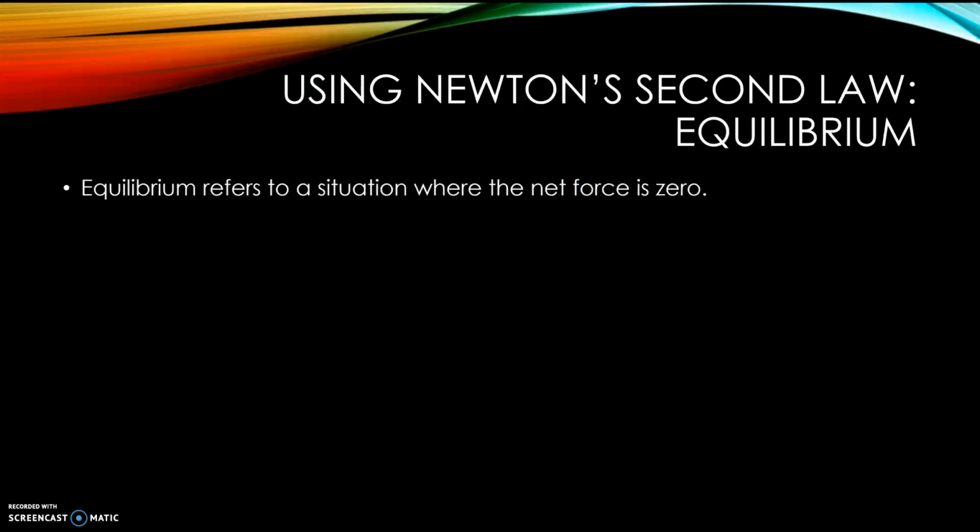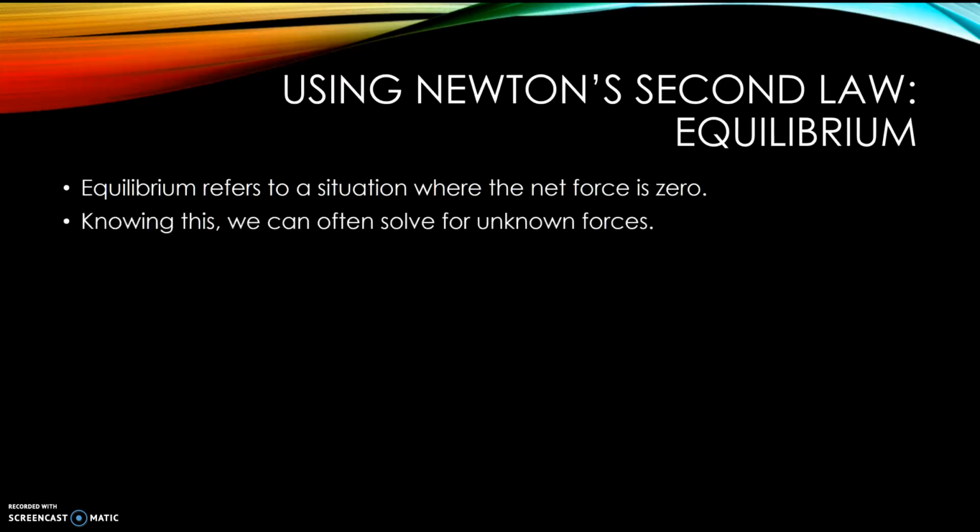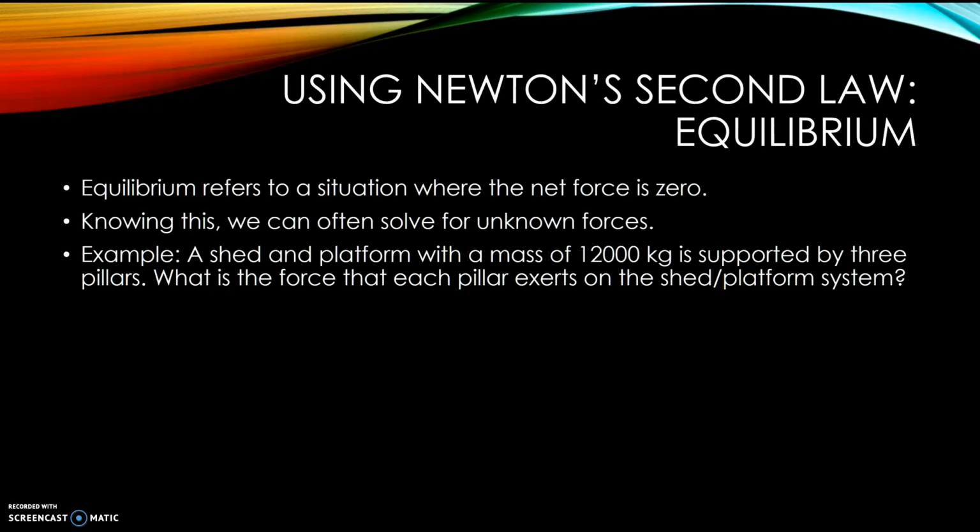So one situation where we'll apply Newton's second law is in a state of equilibrium. In physics, equilibrium refers to a situation where the net force on the object is zero. So there will be no acceleration of the object in this case. And knowing this, we can reason out what the unknown forces are on the object. So here's an example problem.